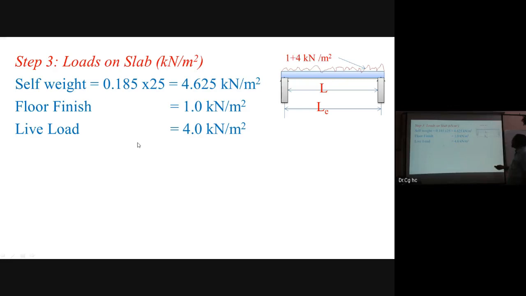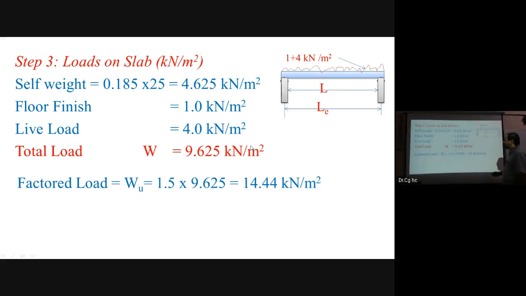Now, see, this is 1 plus 4, where 1 is finishing and 4 is live load. That is the UDL acting on the slab, perpendicular to the plane of this figure is 1 meter running. Therefore, if we divide by that 1 meter, we get per meter, and it becomes UDL. Now we keep this as it is. Then total load is equal to the sum of all these, 4 into 9.625 kilonewton per meter square, isn't it? We get 9.625 kilonewton per meter square.